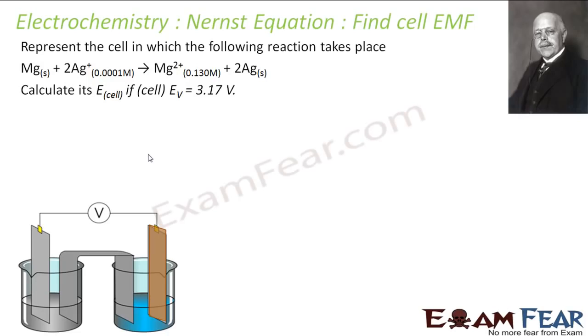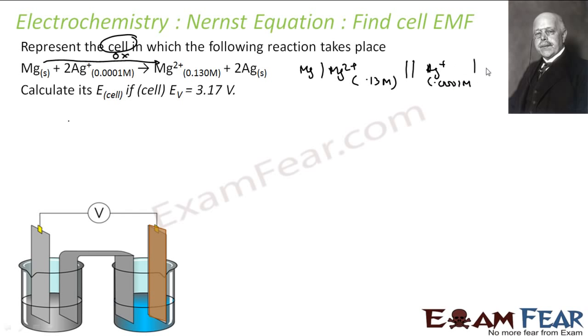So let's take one example here. First, we will represent the cell in which the following reaction takes place. Mg is getting oxidized to Mg2 plus, and Ag is getting reduced from Ag plus to Ag. This is oxidation, and the other is reduction. To represent the cell, we can represent it in this fashion. Mg becoming Mg2 plus, oxidation. The concentration of Mg2 plus is 0.13 M, and the Ag plus concentration is 0.0001 M, becoming Ag. That is my cell representation.